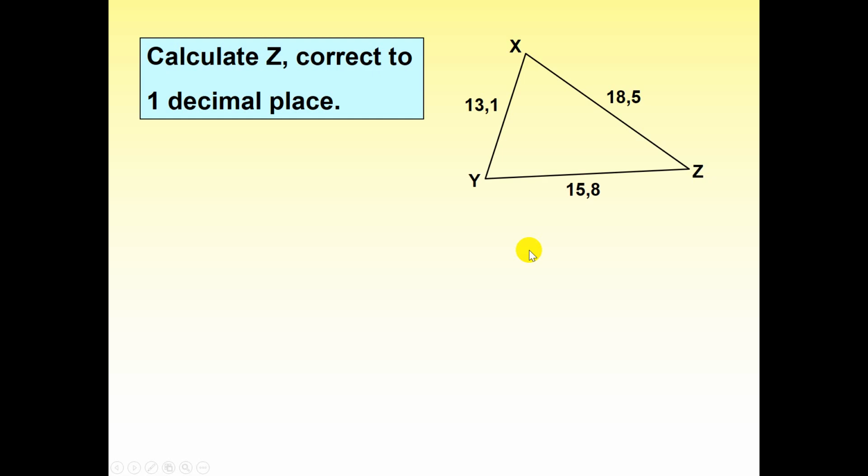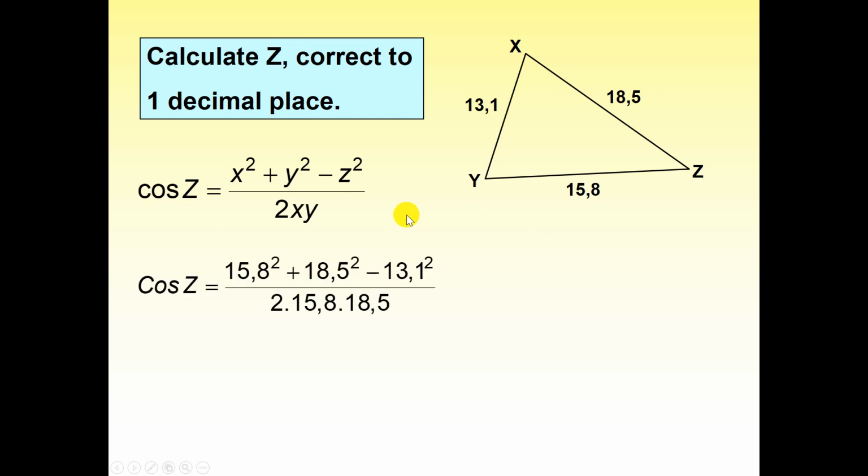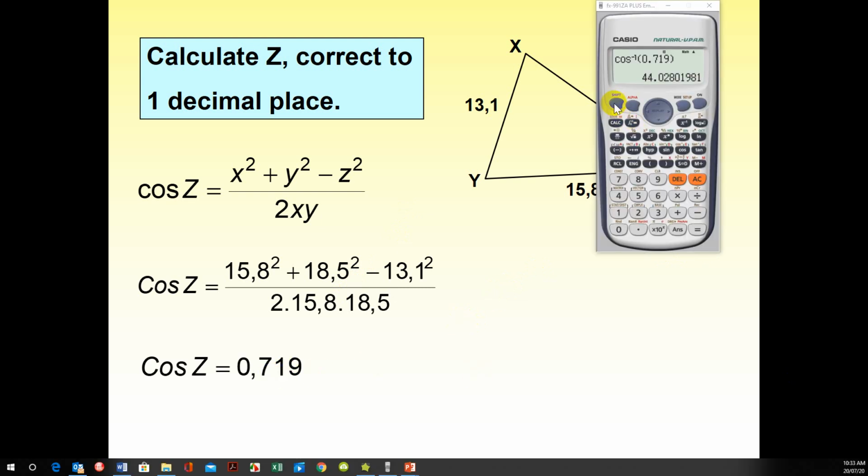So, writing down that formula, remember we want to find angle z. There's our formula. Cos of z is equal to x squared, which is 15.8, plus y squared, opposite y is 18.5, minus z squared, opposite z is 13.1. We're going to substitute the values in, and that's what we get. Using your calculators, we'll get 0.71.